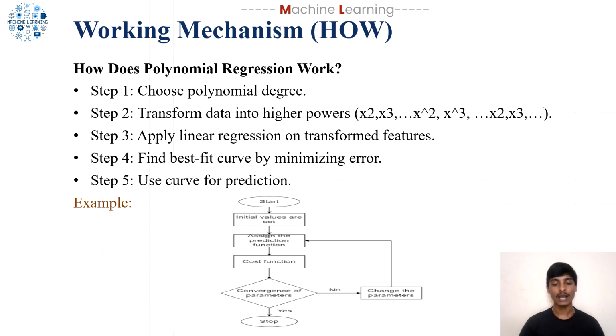For more clarification, I have given you a diagram for self-study. In the diagram, we start, then we assign the initial values, then assign the prediction function which we are going to use. Next, we see a cost function, and next there is a convergence of the parameters. If the model fits, then we stop, and if it does not fit, then we change the parameters until we get a convergence of the parameters to the right fit of the curve.